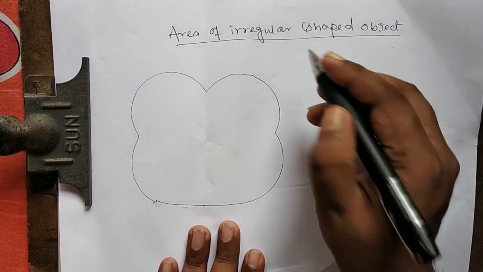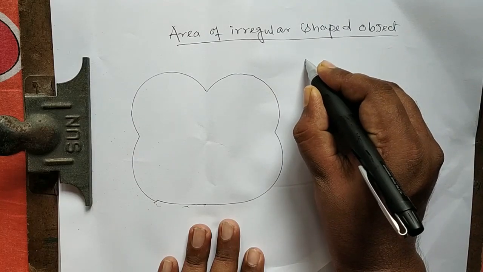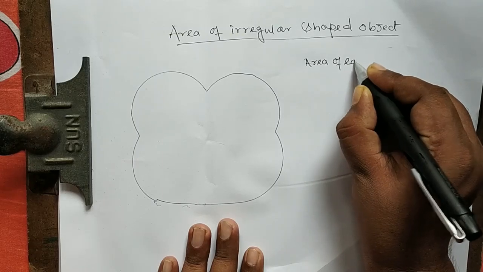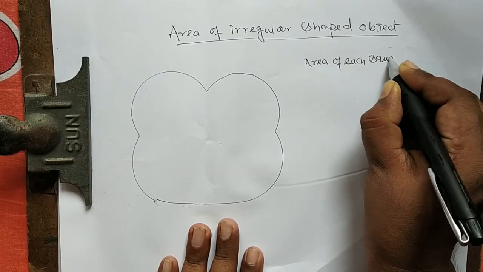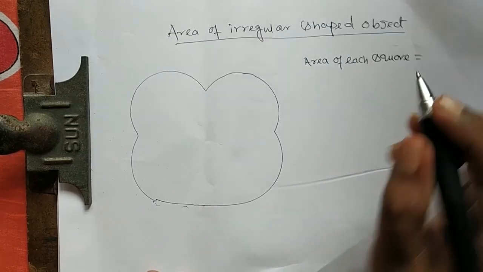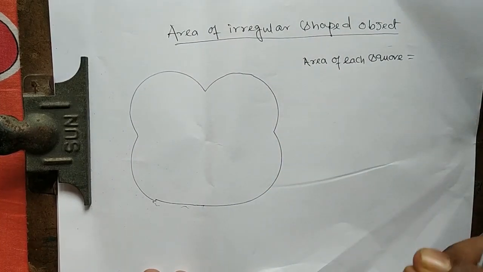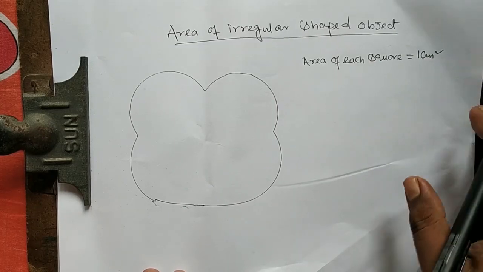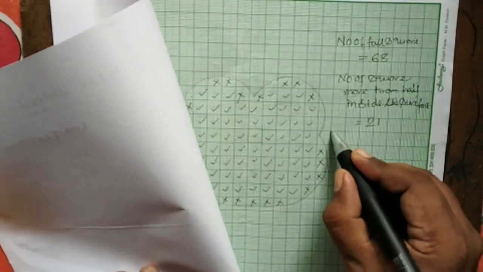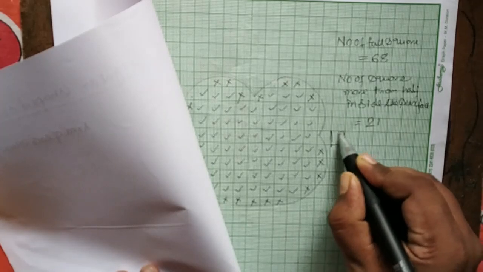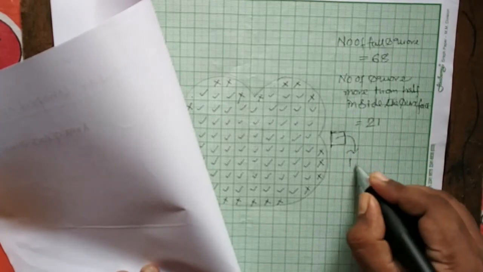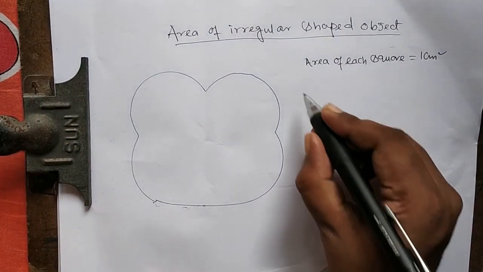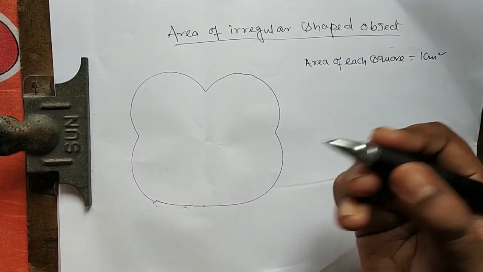Here we have to see the area of each square. When I say square, I am talking about the big square, not the smallest block. So the area of the big square is 1 centimeter square, because each block we have taken is 1 centimeter square. Now we have to find out the total area.